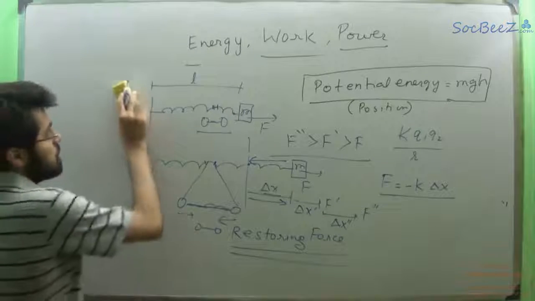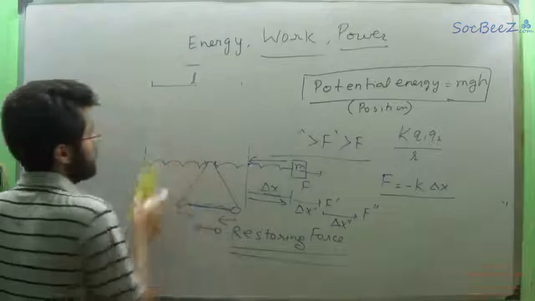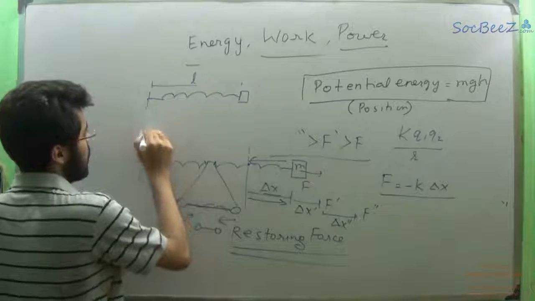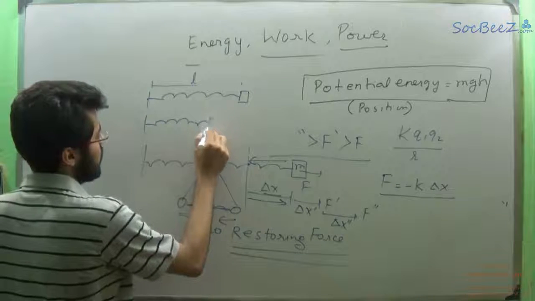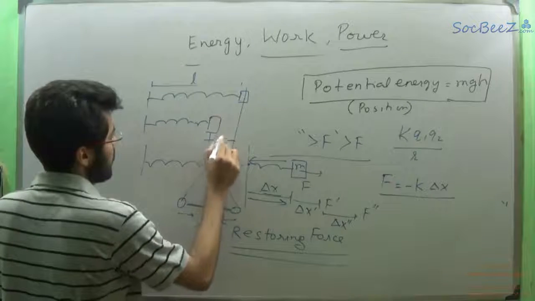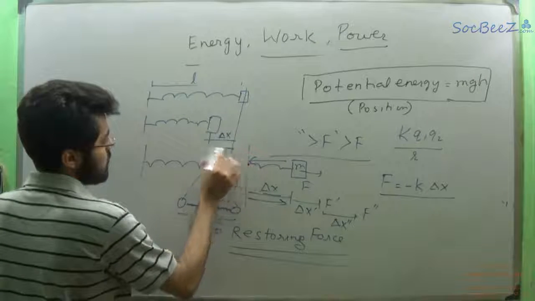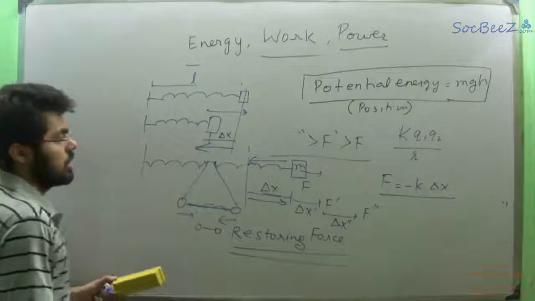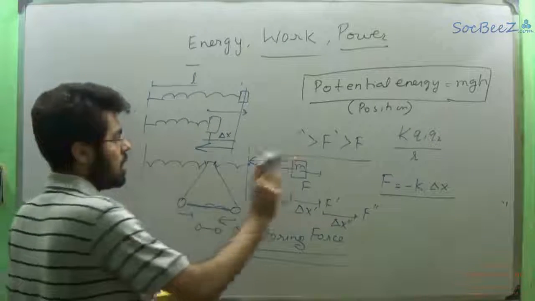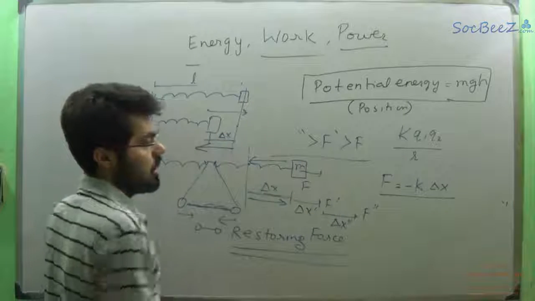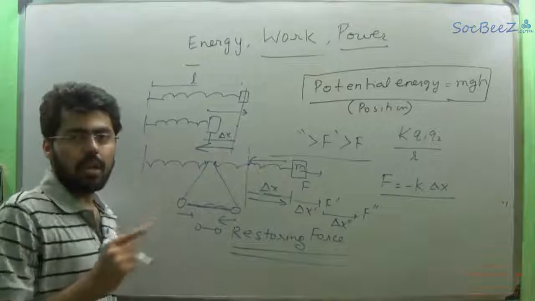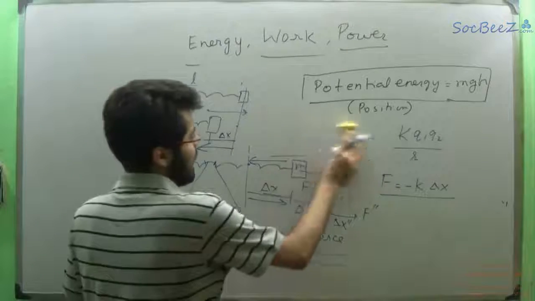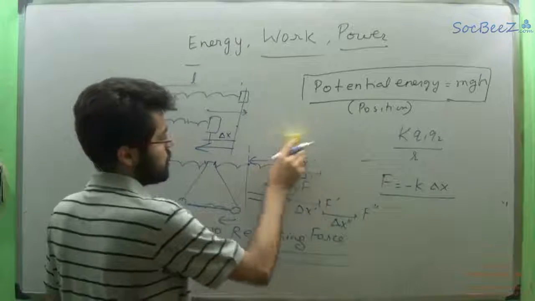Now, suppose this spring had been compressed to this length, delta x. Here the displacement is along this direction. It means the restoring force will act in this direction. The restoring force will push the block away to reach its natural position. So ultimately, the restoring force will always act to let the spring reach the natural position.